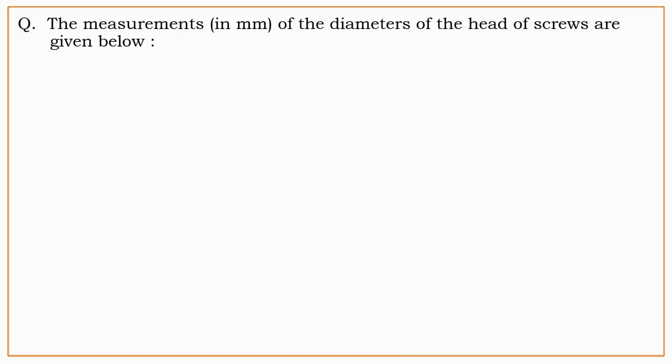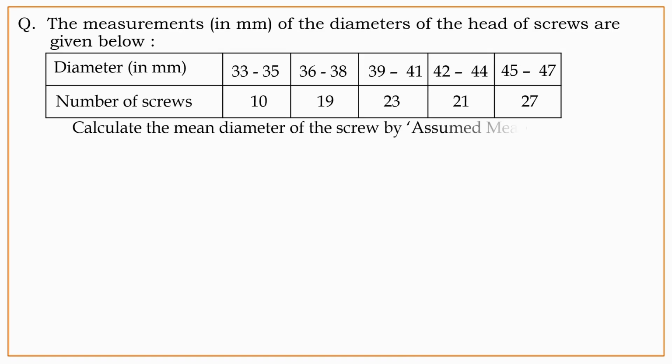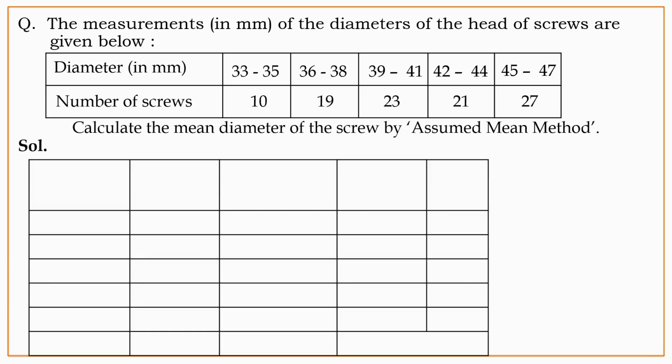So let's take a look at the first problem. The measurements in millimeter of the diameters of the heads of screws are given below. In the table, the diameter is given, that is the class interval, and the number of screws is the frequency. Calculate the mean diameter of the screw by the assumed mean method. So let's see how we are going to solve to find the mean using the assumed mean method.